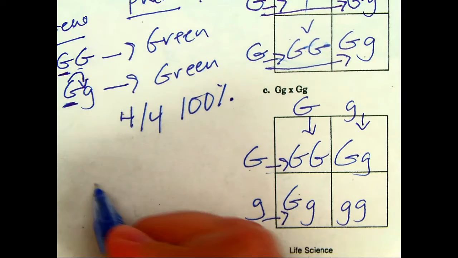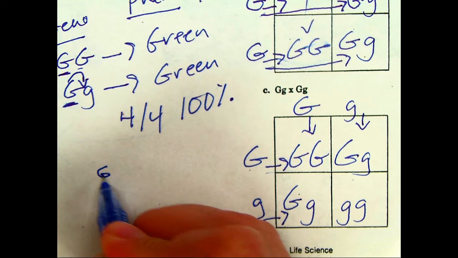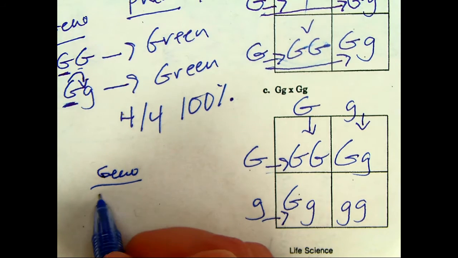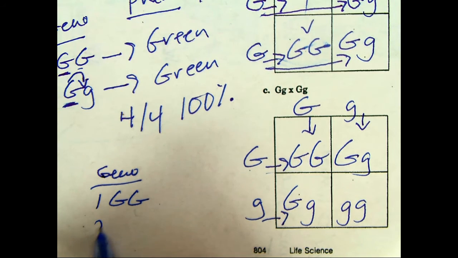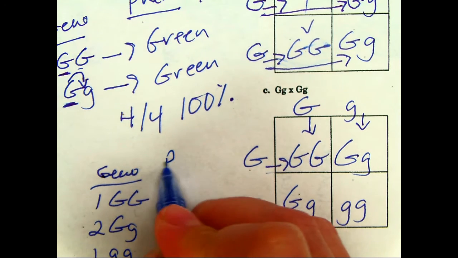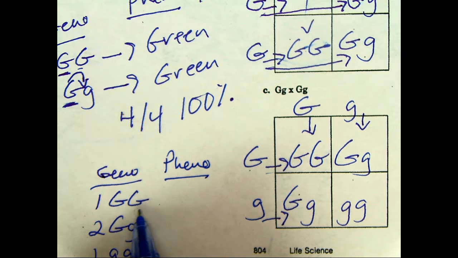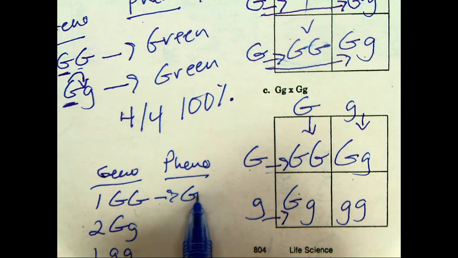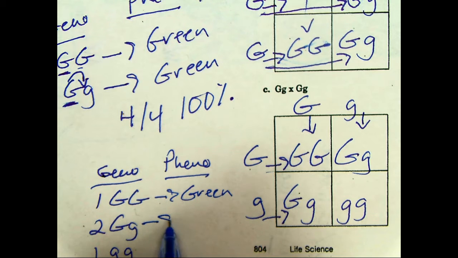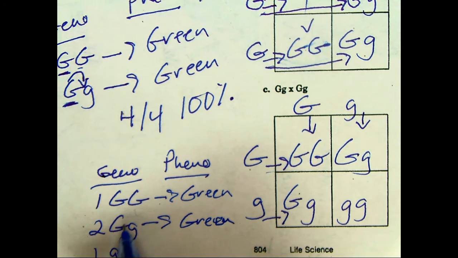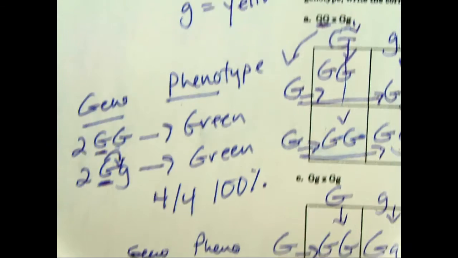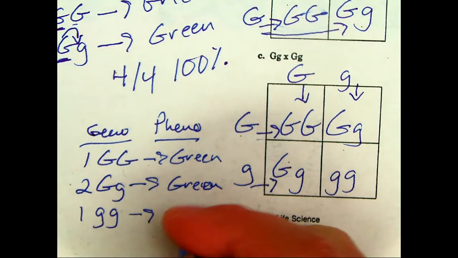So genotype, I have one big G, big G, I have two big G, little g's. I have one little g, little g. The phenotype for that: big G codes for green. These code for green because the big G in there beats up the little guy. And I've got two little g's, and we said little g codes for yellow. So this pea pod is going to be yellow.